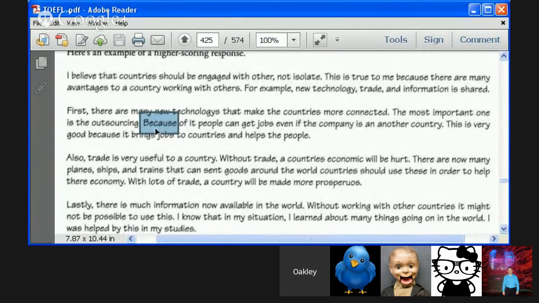Because of this, people can get jobs even if the company is in another country. Because of this, I would say, not because of it. Can get jobs even. I would prefer this. I would also prefer this. I think it's clearer. Yes, because you're talking about outsourcing.